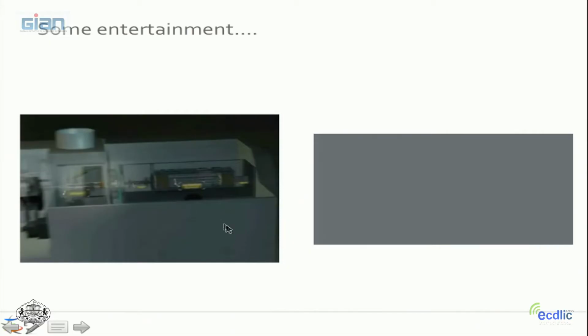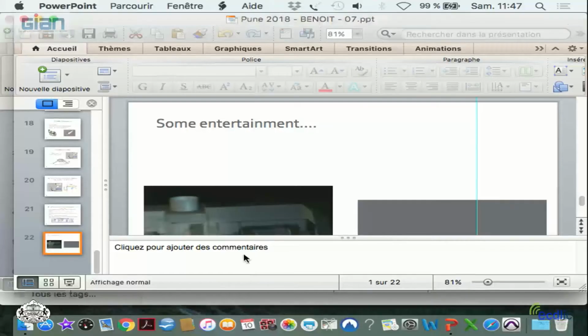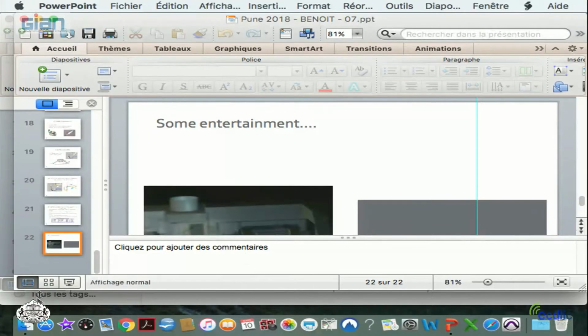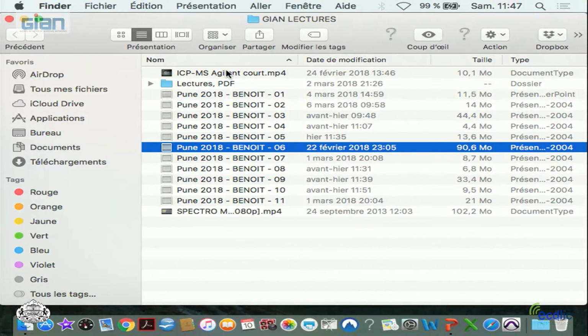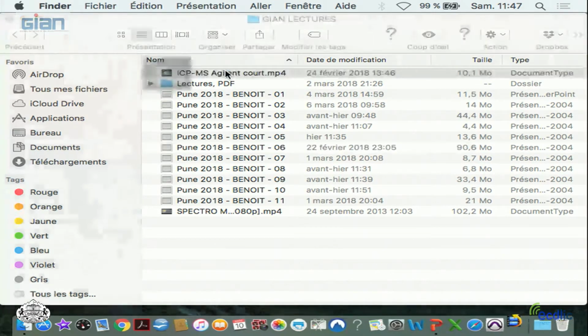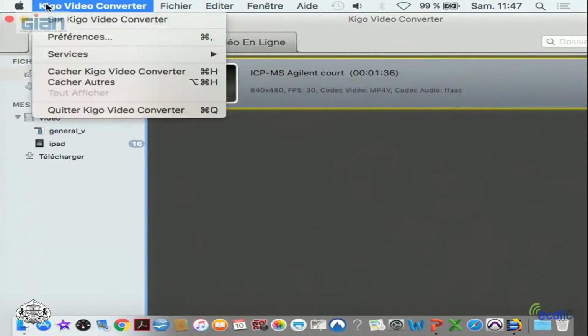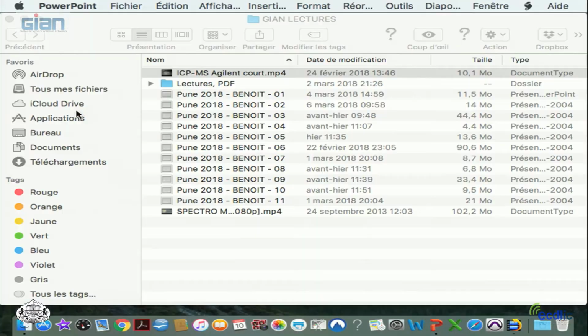And to end, some entertainment about this machine. I have some videos. Normally they should work. Of course they don't. So I will show them to you using something else, to show you how the signal behaves inside. Not this one.